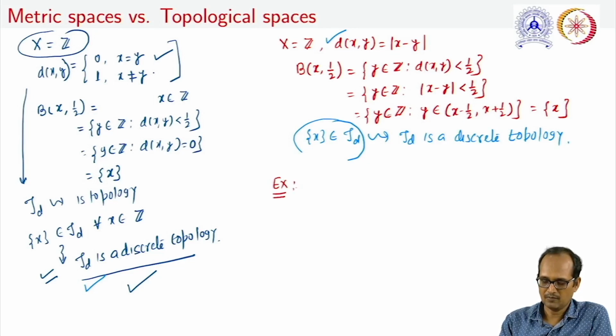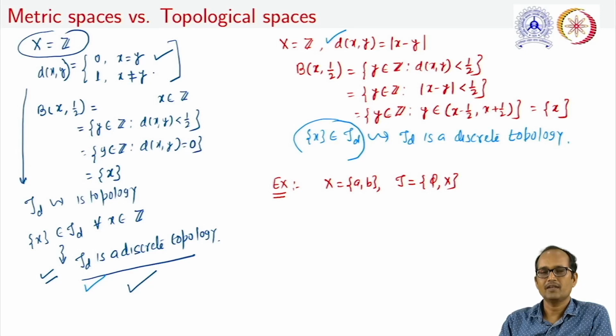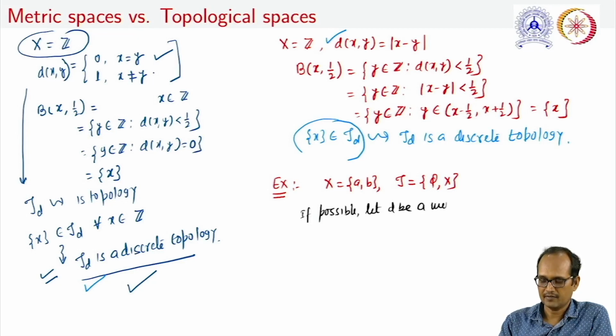The example is a simple one. Let us take X as a 2-point set {a, b} with the indiscrete topology on it. What we can justify is that even the indiscrete topology cannot be induced by any metric on X. If possible, let d be a metric on X inducing this tau, then what will happen? We can show a contradiction. How is it possible? Because we have assumed that d is a metric, let us take d(a,b) equals r, that is greater than 0.